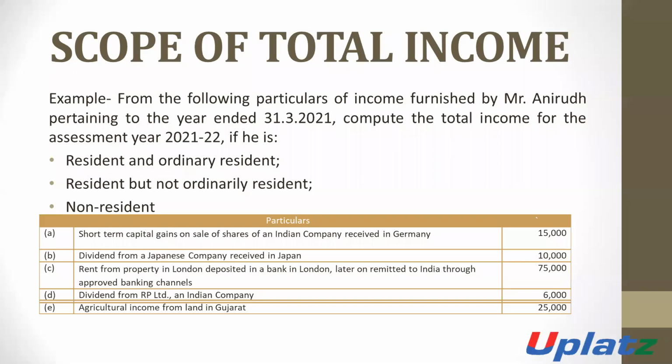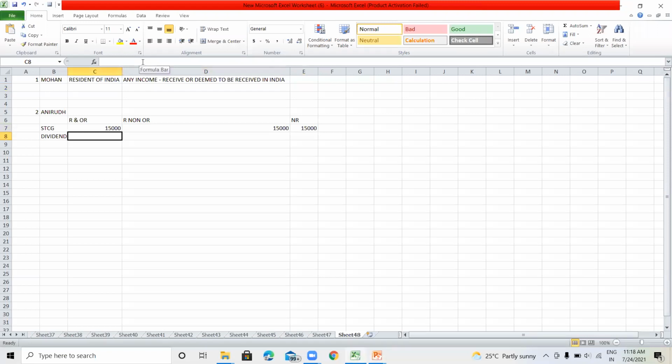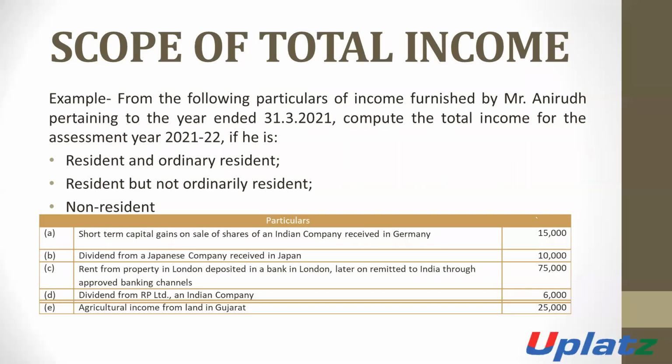Dividend. It neither accrues nor arises in India. So it will be taxable only in the hands of a resident, because in the case of a resident, all income will be taxable in India. Rent from the property in London.